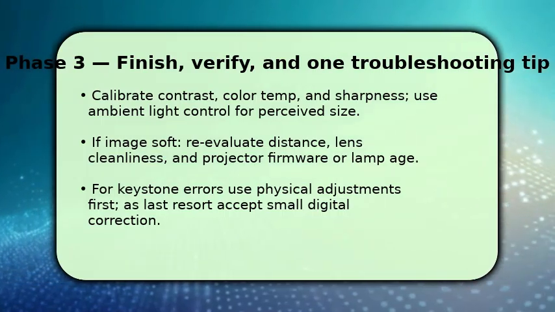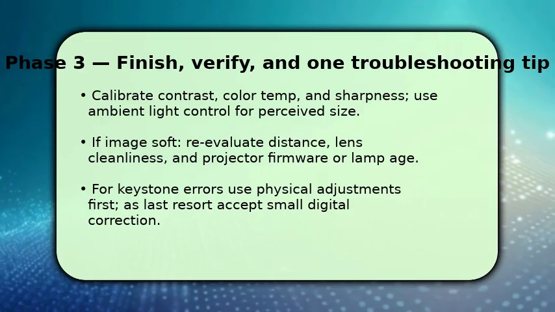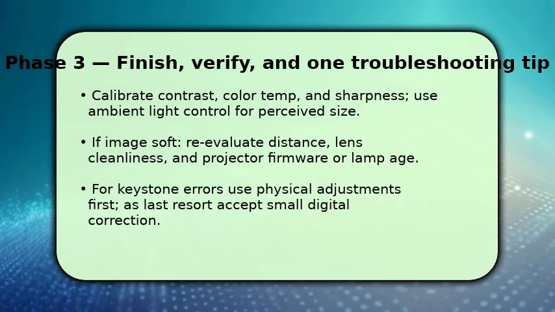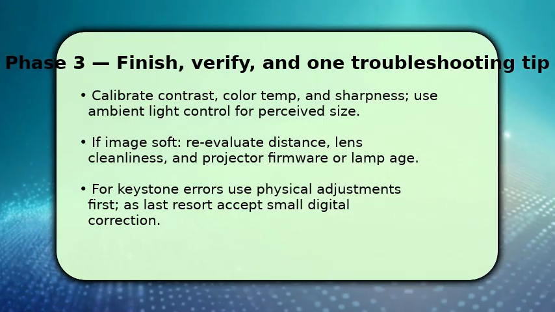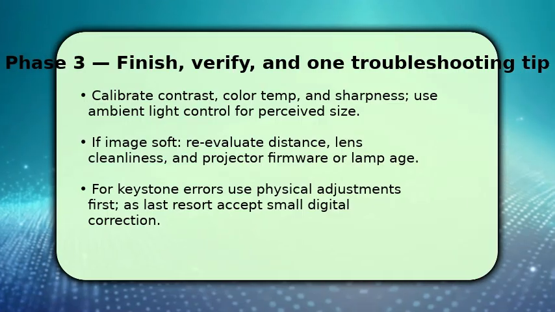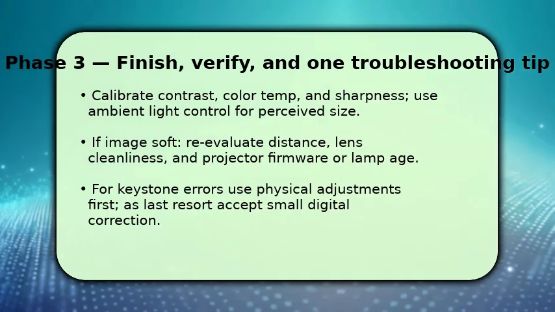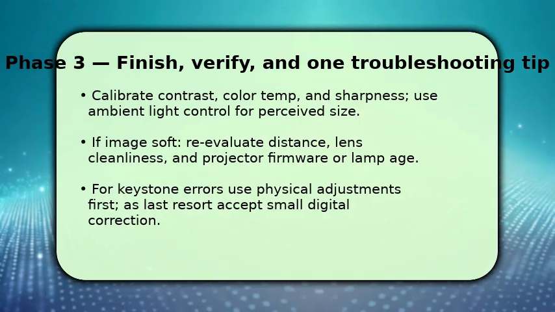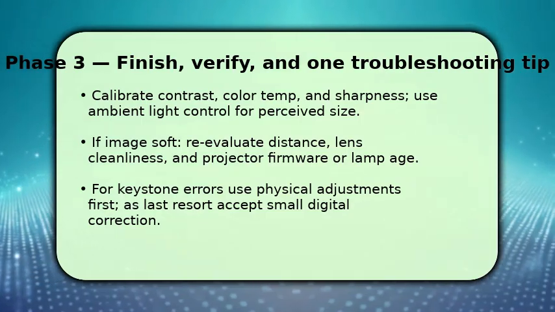If the image becomes soft, check distance, clean the lens, and consider lamp life or firmware updates. These often explain loss of brightness or focus. For persistent keystone, prioritize physical repositioning or lens shift. Use digital correction only as a last resort because it reduces resolution.